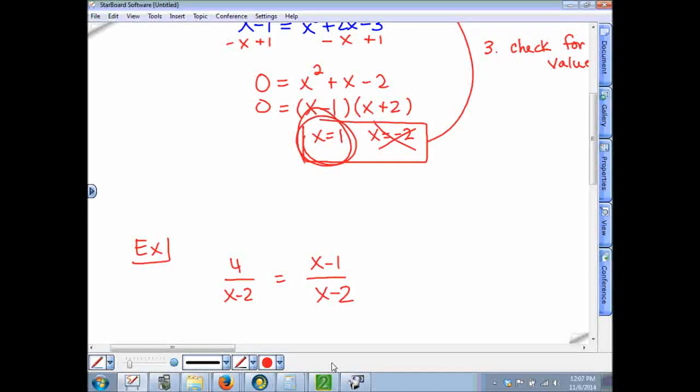Did you check it though for an excluded value? Is it an excluded value, or does it work? Still works. What are we getting as an answer? 5. 5? Alright, let's move past these easy ones.